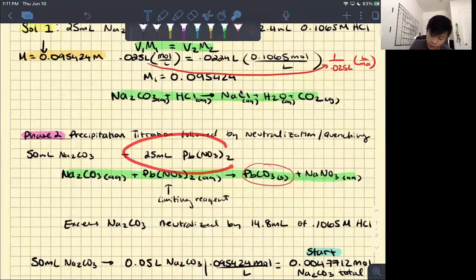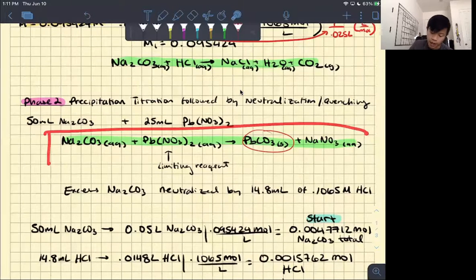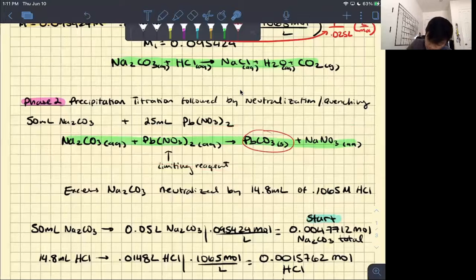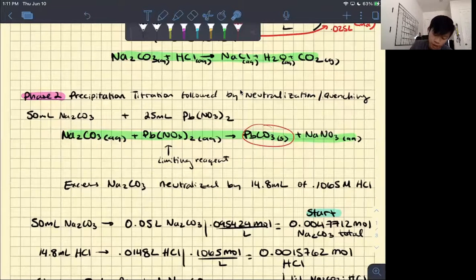And then we're going to add 25 mL of Pb(NO3)2. For this one we only have the volume, but we don't have the molarity. So that's what we're going to have to calculate later on. So again, we write out the equation, and this is the solid that we're looking for. This is the precipitate that we're looking for. The question said that Na2CO3 is in excess. That's why we have to neutralize it afterwards. Therefore, by definition, this is the limiting reagent.